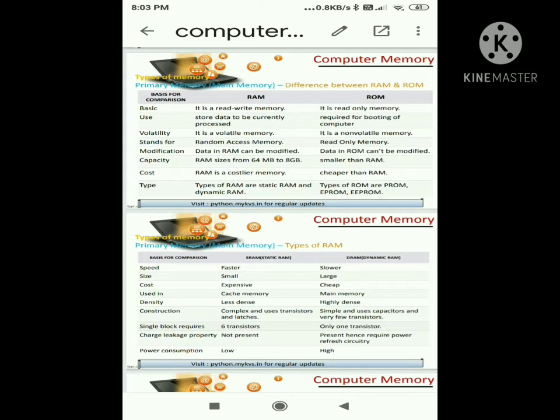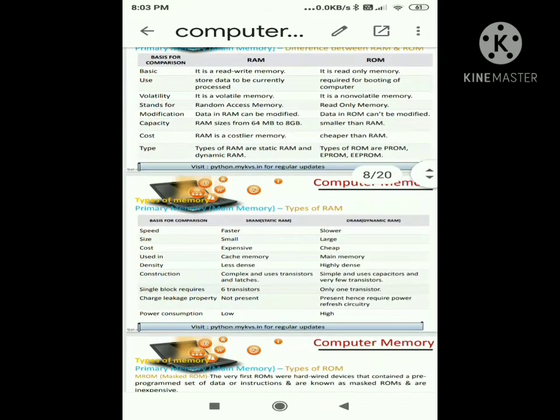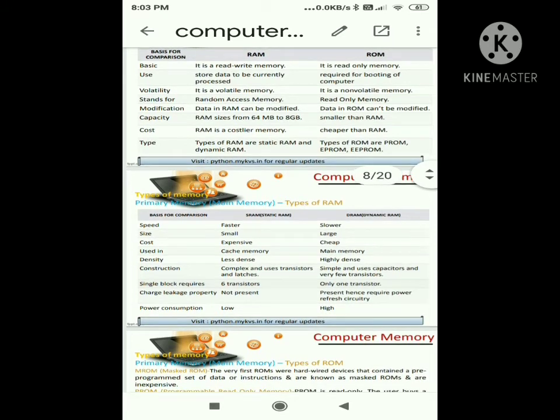Then move on to size. DRAM is larger than SRAM. It means SRAM is small and DRAM is large. Cost. SRAM is very expensive, whereas DRAM is very cheap. SRAM is used in cache memory, whereas dynamic RAM is used in main memory. What is the density? Static RAM has less density, whereas dynamic RAM is highly dense.